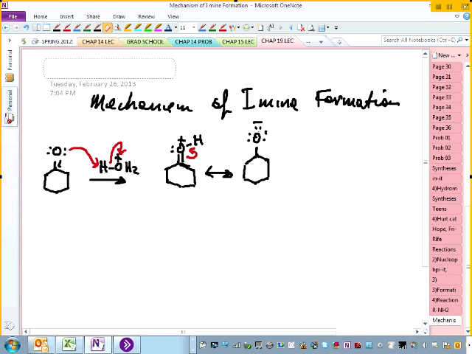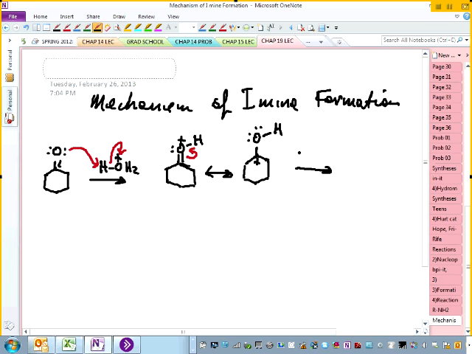Now, I'm sorry. This is hydrogen here. And there is a positive charge on this carbon here. Now what is going to happen?